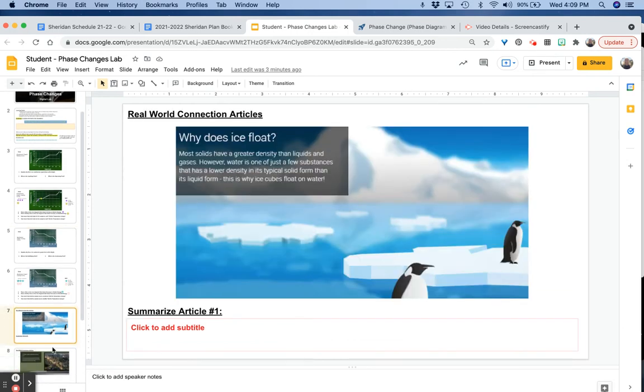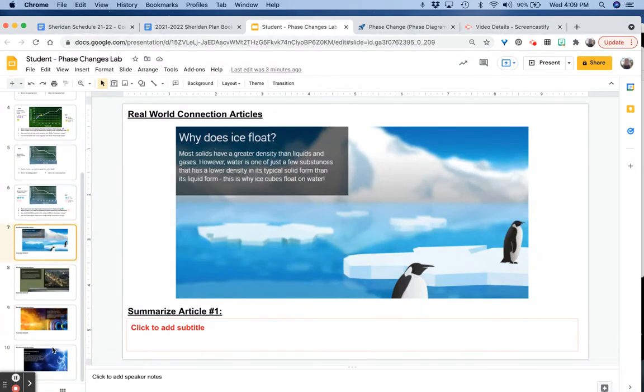And then these last real world connection articles, I'm not sure why they call them articles, because they're just little almost captions to me, and it's asking you to summarize what you read. And summarizing in science is a great strategy because it helps readers make meaning of complex science concepts. This isn't obviously a lengthy article that you would need to make meaning and summarize, but it is a helpful strategy. So this is asking, why does ice float?